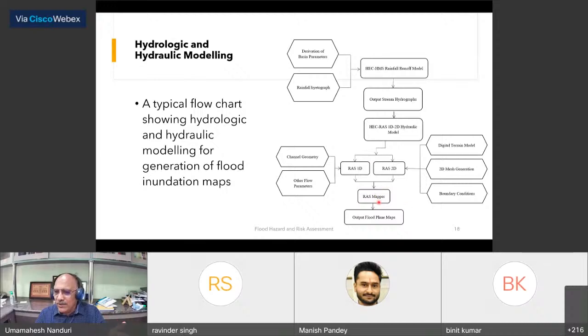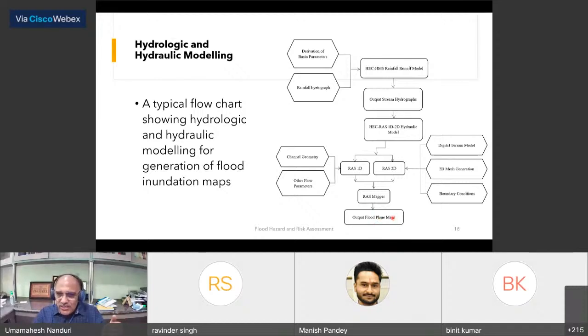and then use some kind of mapper, maybe some kind of GIS facility, to actually map this and generate what we call floodplain maps or flood inundation maps. I'm sorry for the spelling mistake here. It's floodplain maps, and generate the flood inundation maps.